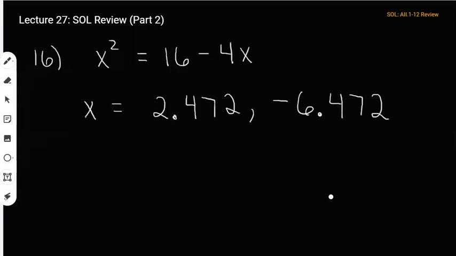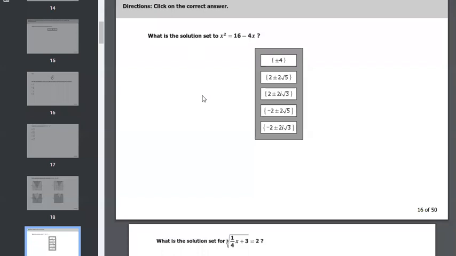So those are the two x values where they cross at. Now, looking at my answer choices, I need to choose the right decimals. They don't give me decimals, so I just have to take my best guess. I know the answer is not going to be the plus or minus 4, and I know that my answers aren't going to be imaginary numbers. So I can't choose the one in the middle or the one at the end. So it's either going to be the second choice or the fourth choice.